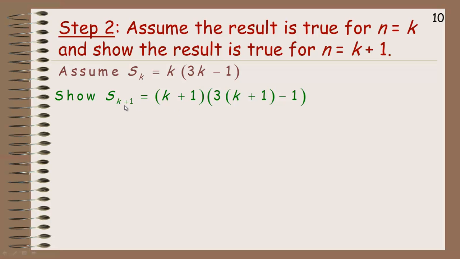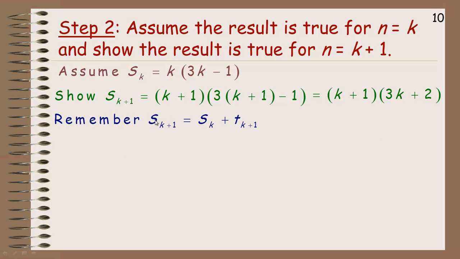So if we replace n with k plus 1, then this would be k plus 1, and we're putting k plus 1 here. So we need to expand this out. So this would be 3k plus 3 minus 1. Now the plus 3 minus 1 works out to be 2. So basically the sum of the first k plus 1 terms should be k plus 1 times 3k plus 2.